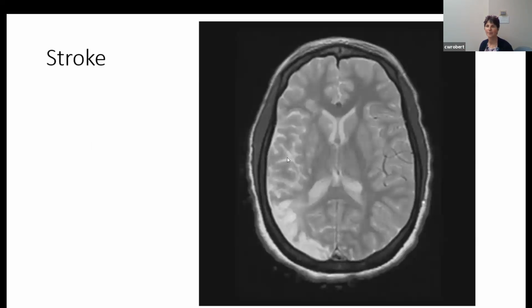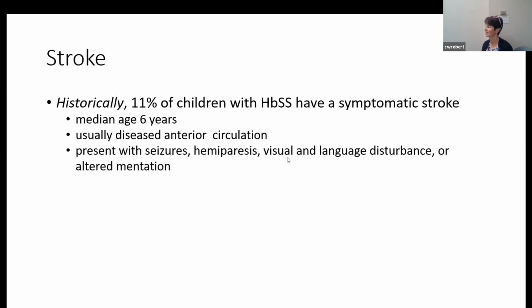All right, this is the last problem: stroke. We've seen many strokes recently, but not for sickle cell, thankfully. Historically, about 11% of kids around 6 years of age had a large vessel infarctive stroke, just like an older person would.